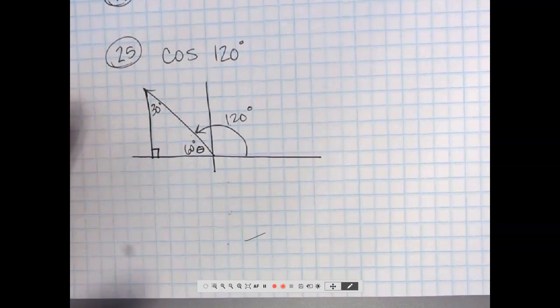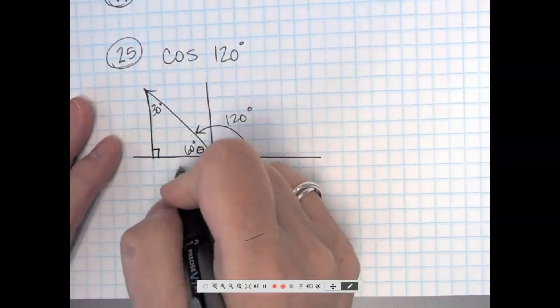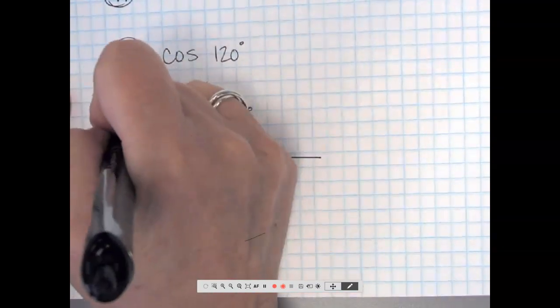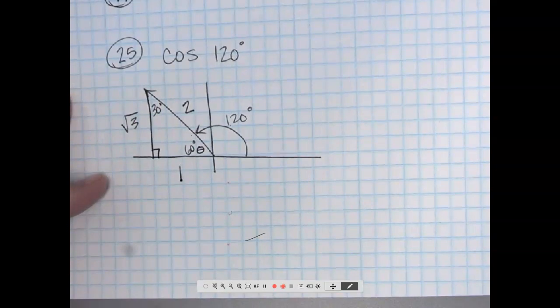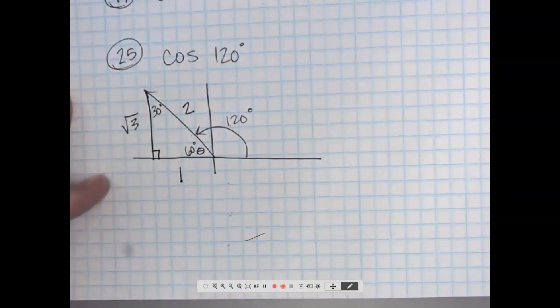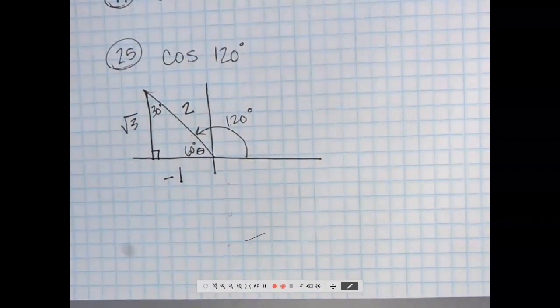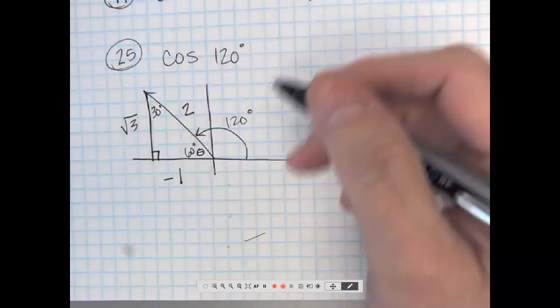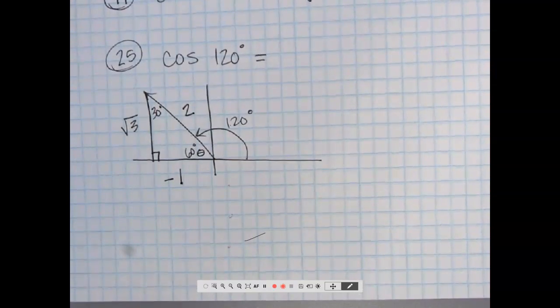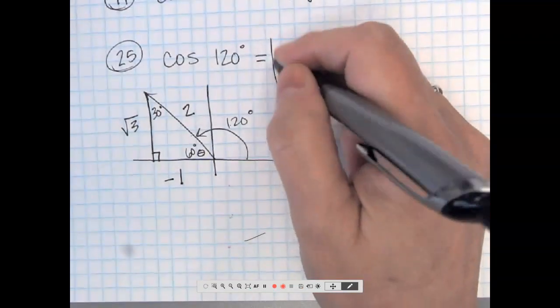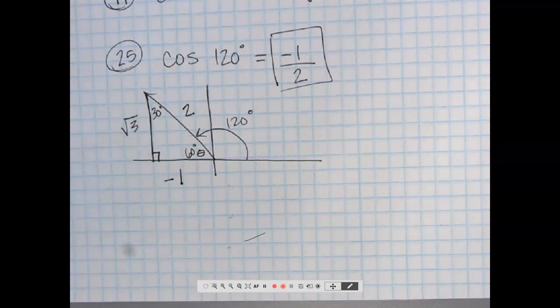Okay, so we're using our 30, 60, 90. Opposite 30 is the 1. The hypotenuse is 2. Opposite 60 is square root of 3. But evaluate, does anything need to be made negative? The 1 does, because we went left from the origin. Okay, now I have all three sides, so I can go ahead and find this. Cosine is adjacent over hypotenuse. So this is adjacent over hypotenuse. And that's it. Question?